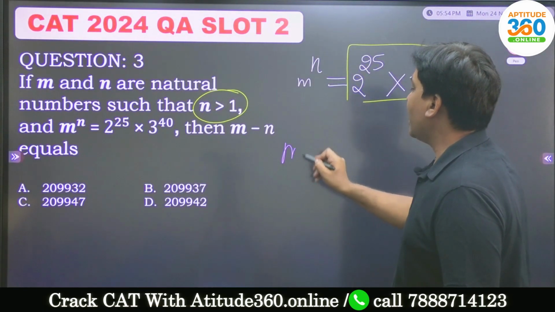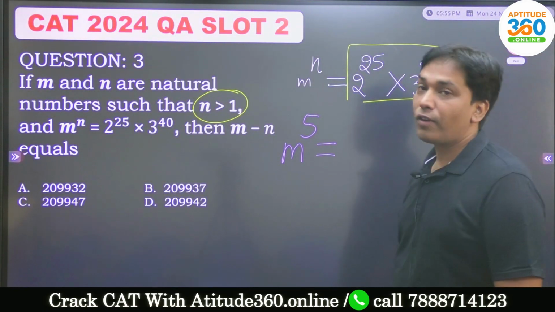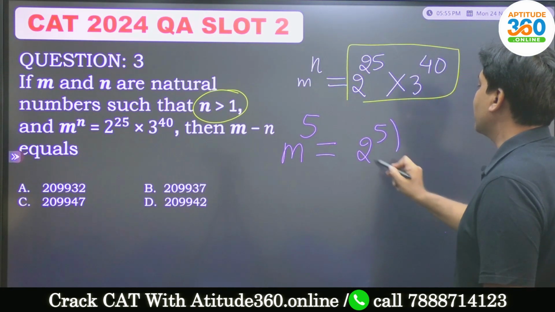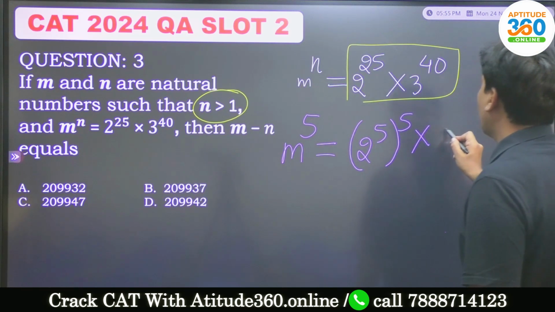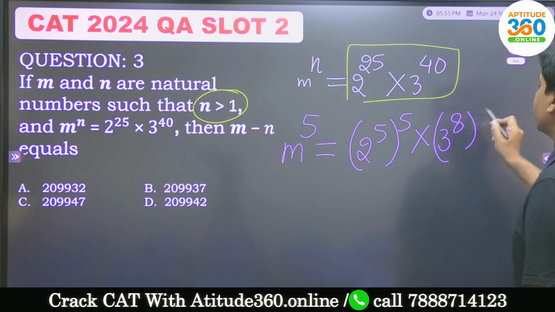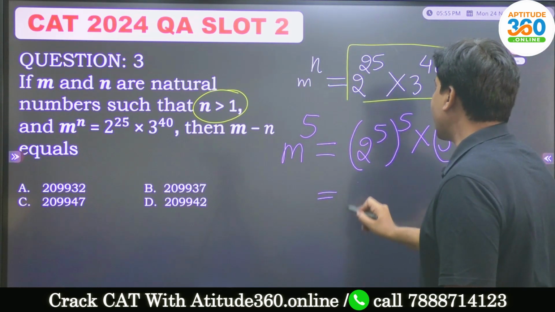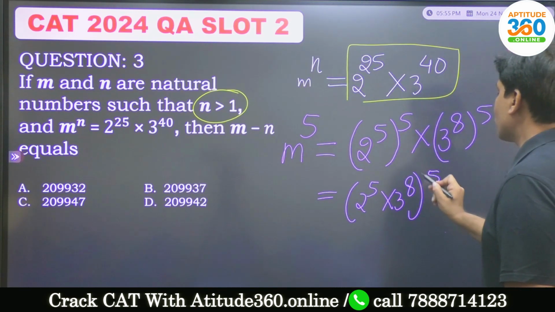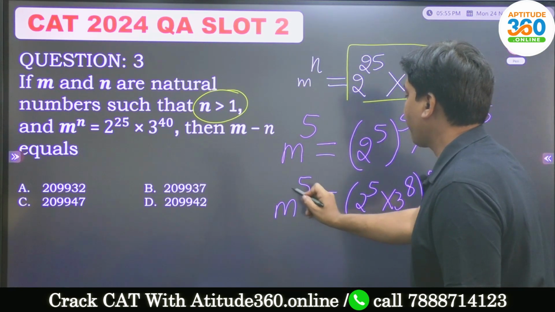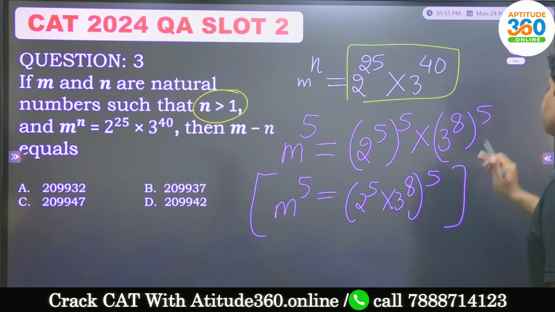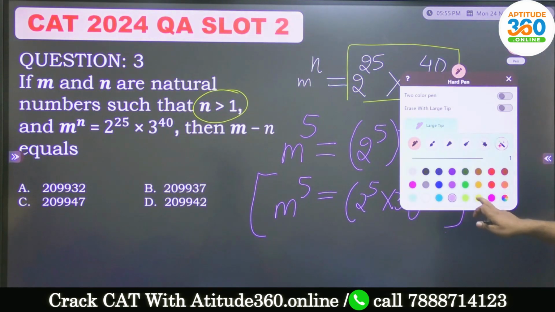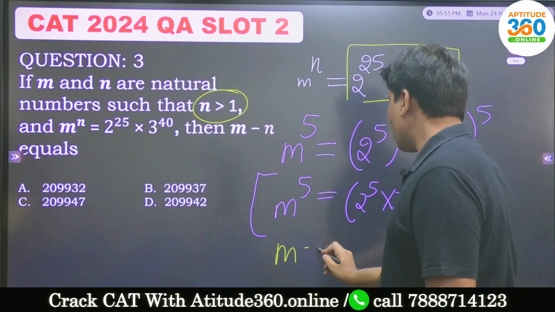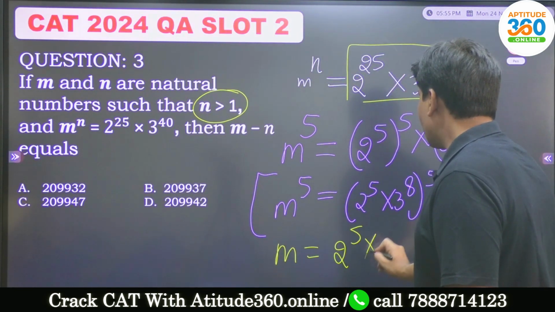If n is 5, this becomes m raised to 5. And if it is m raised to 5, this becomes 2 raised to 5 raised to 5, and then 3 raised to 8 raised to 5. So collectively, can I say this is nothing but 2 raised to 5 into 3 raised to 8, all raised to 5? Make sense? Now we will have to find out the value of m. The value of m, you understand, is 2 raised to 5 into 3 raised to 8.